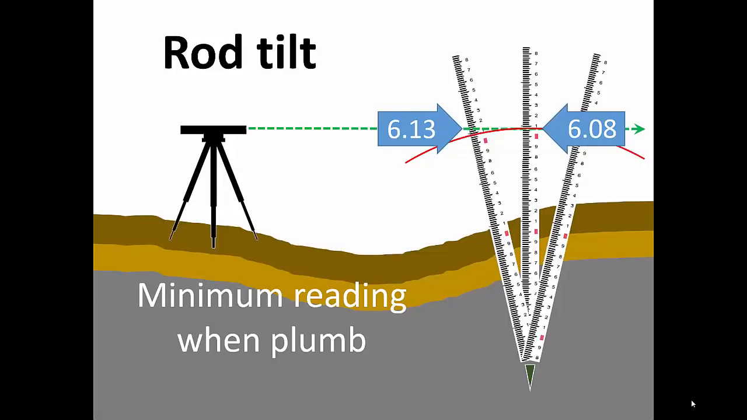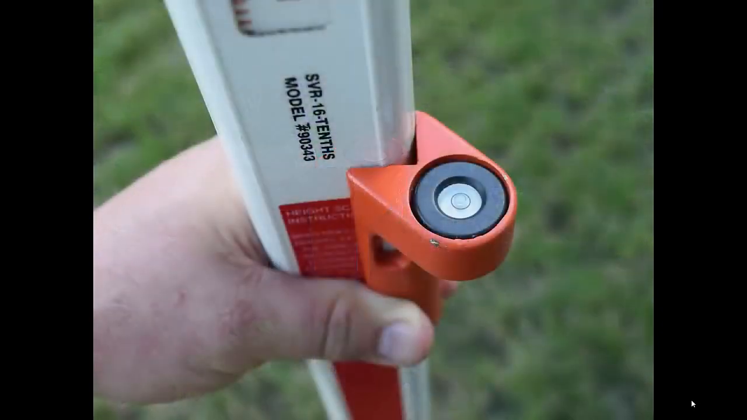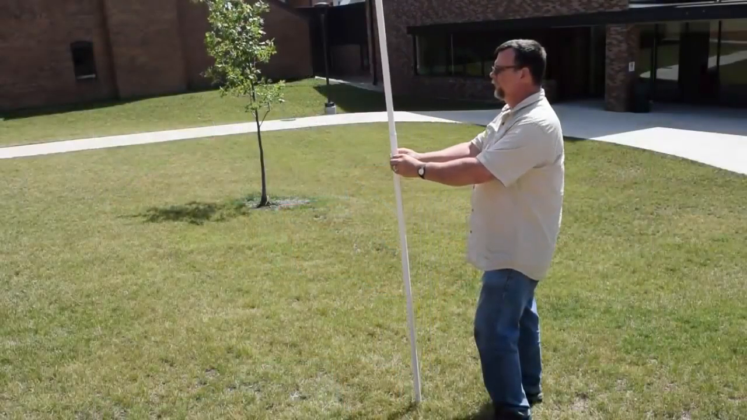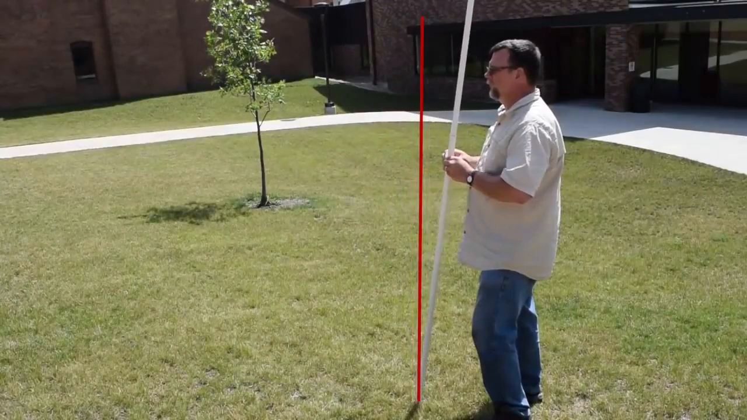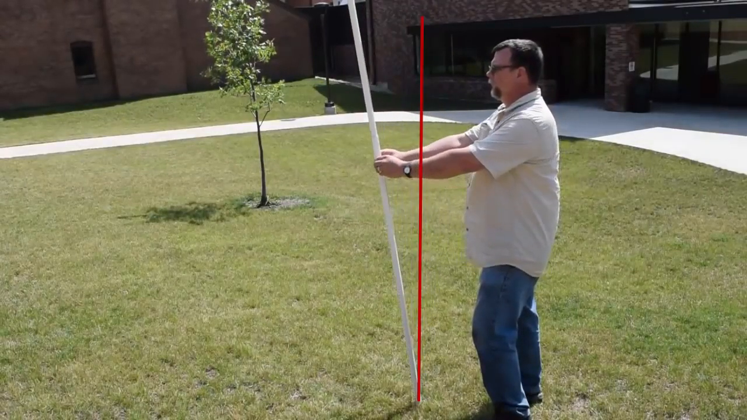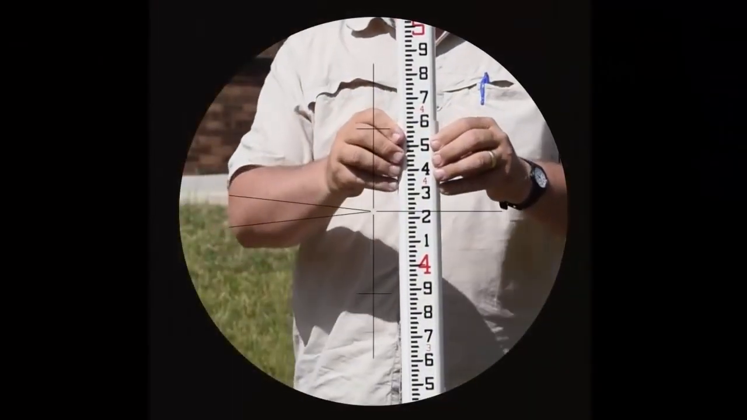So how can we ensure the rod is vertical? There are two common methods. First, this small device, often called a rod level, when held against the rod, uses a circular level vial to indicate when the rod is plumb. Second, if you don't have a rod level, you can rock the rod smoothly back and forth in the direction of the instrument. As the rod passes through the vertical position, the instrument operator will see the reading reach its minimum value momentarily.